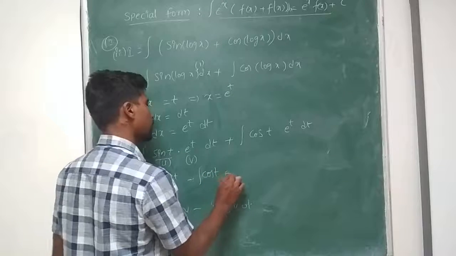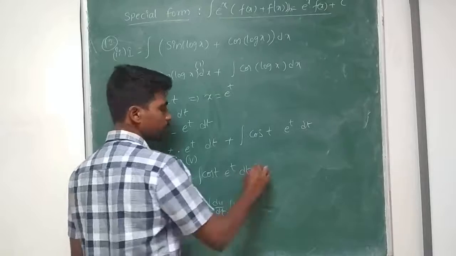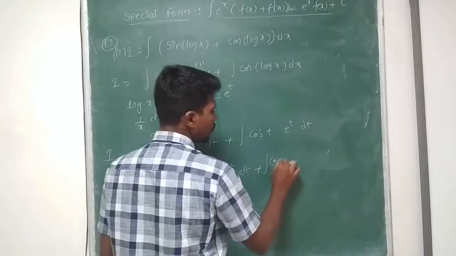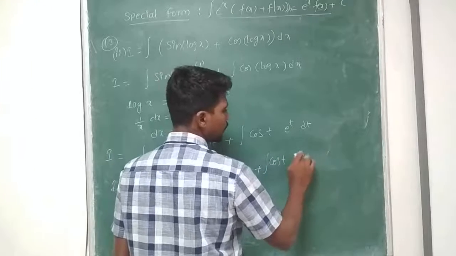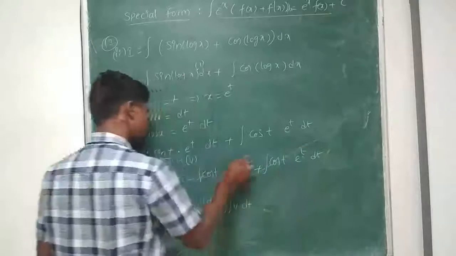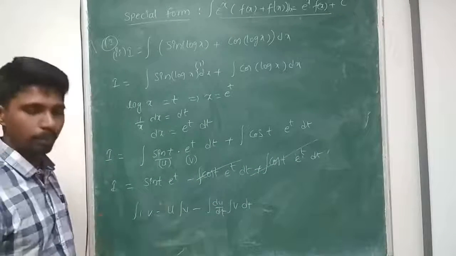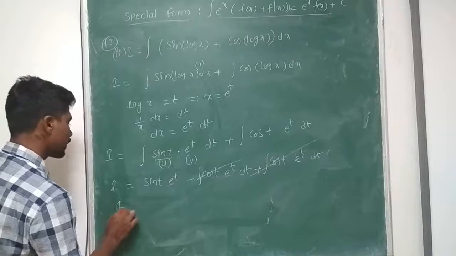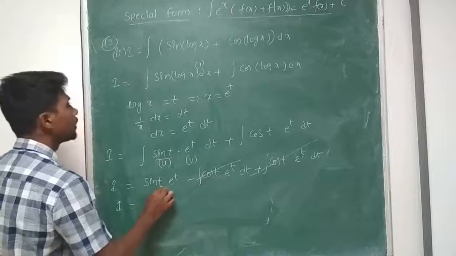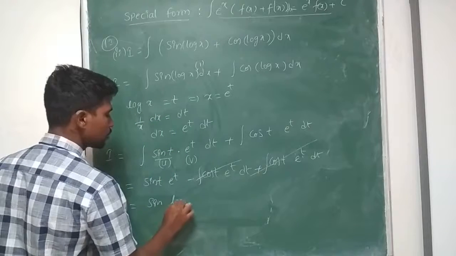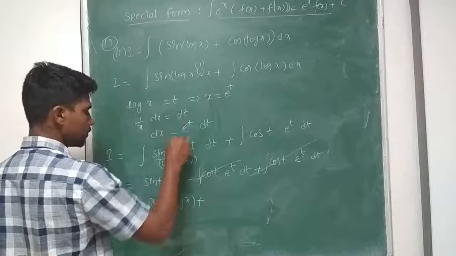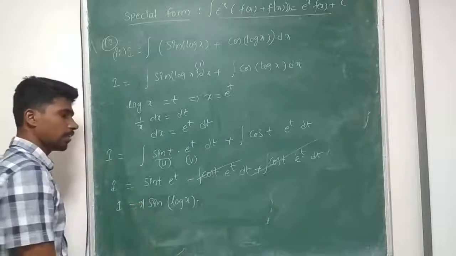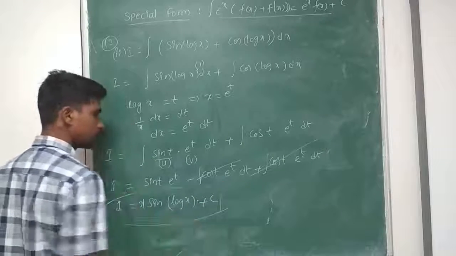Integral e power t is e power t dt, plus cos t into e power t dt. These are plus and minus, so they get cancelled. So my answer is sin t into e power t. I have to express it in terms of x. So I is equal to sin t, which is sin log x, into e power t, and e power t is x. So I get x into sin log x plus a constant, the simplest response.